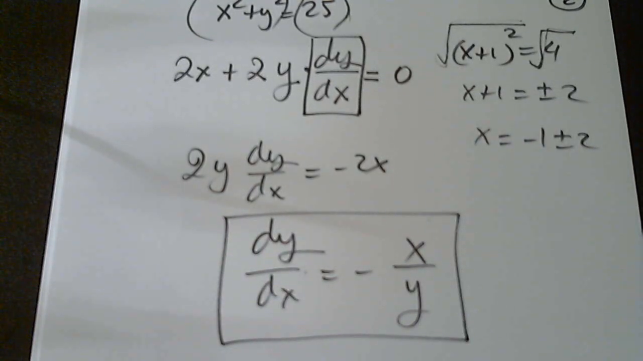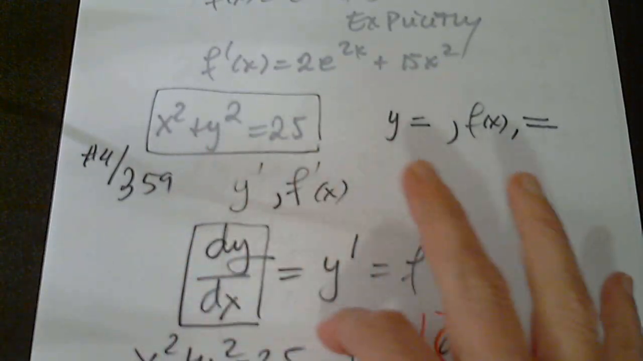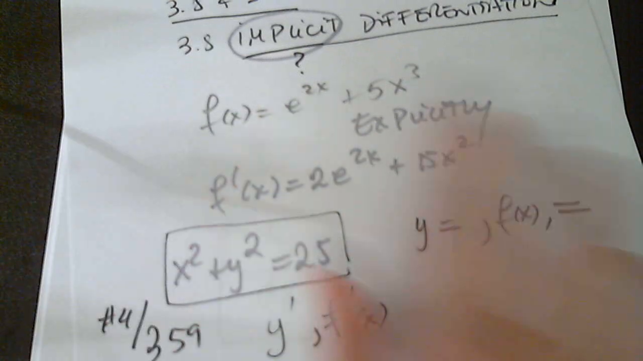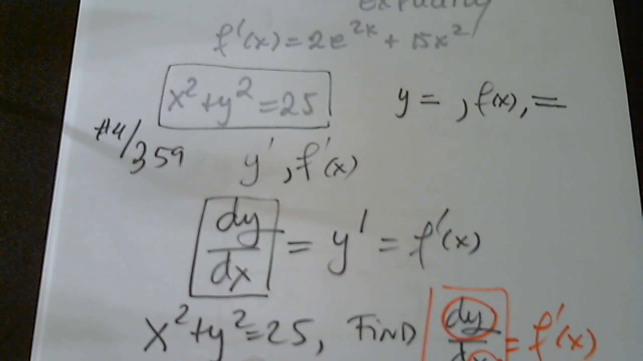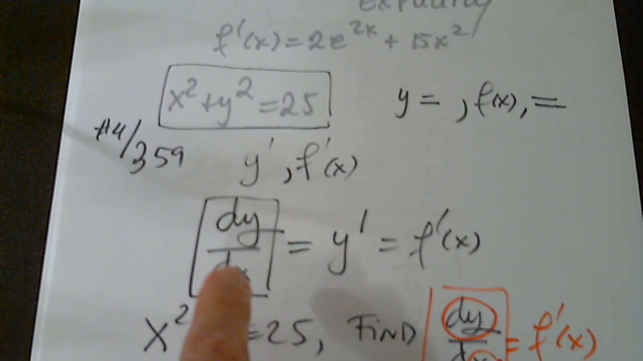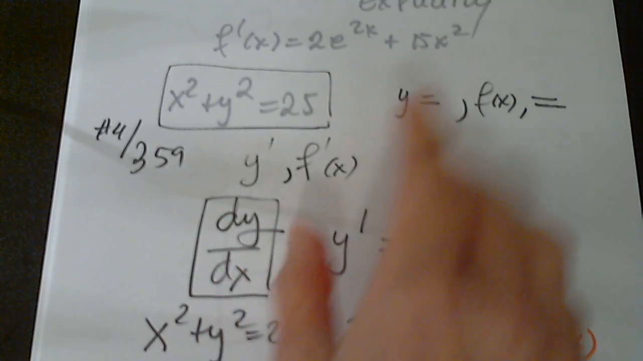Now you can say you haven't accomplished much. You found an expression for the derivative, but it depends on y, and you don't have y. True. But I have an expression for the derivative, and that's all I was asked to do. So given this equation, because I was not given the function explicitly, I was only given an equation, that's all I could do. And I was asked to find an expression for dy over dx. And I did.